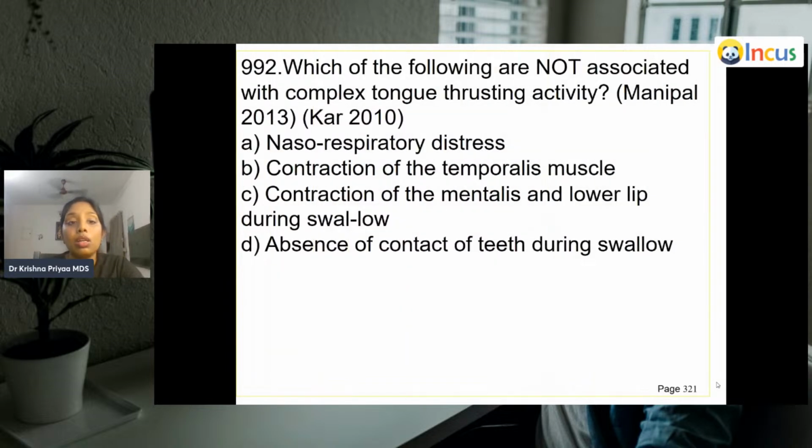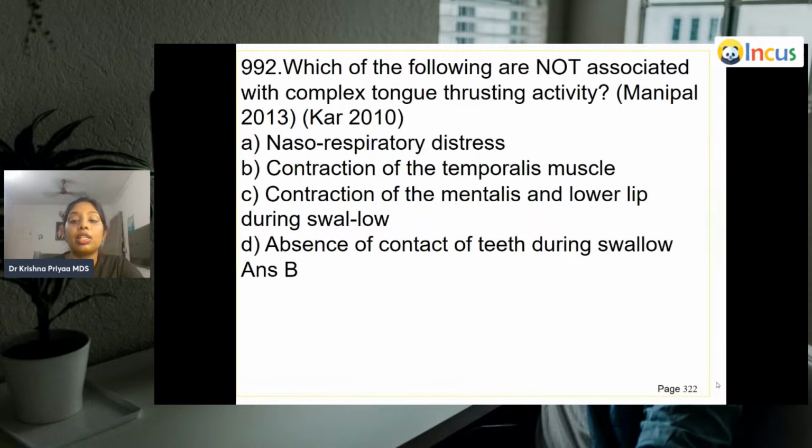Which of the following are not associated with complex tongue thrusting activity? The keyword is not. Nasorespiratory distress, contraction of the temporalis muscle, contraction of the mentalis and lower lip during swallow, absence of contact of teeth during the swallow.